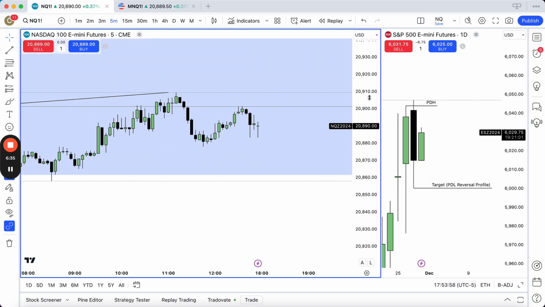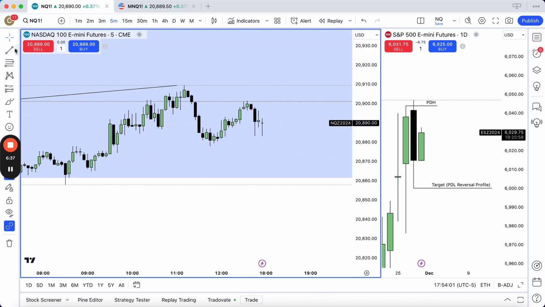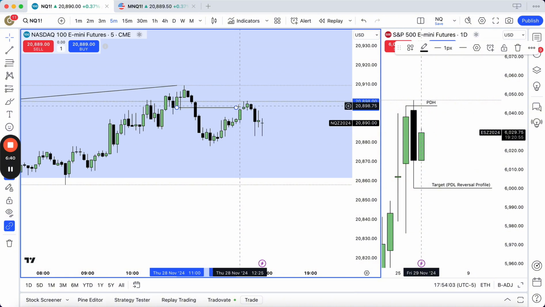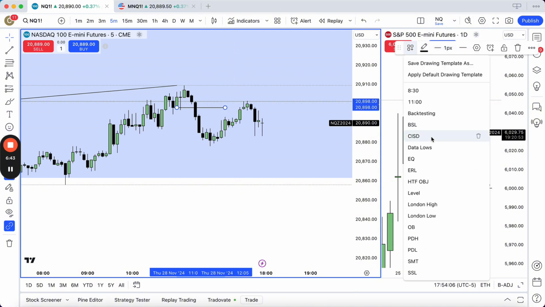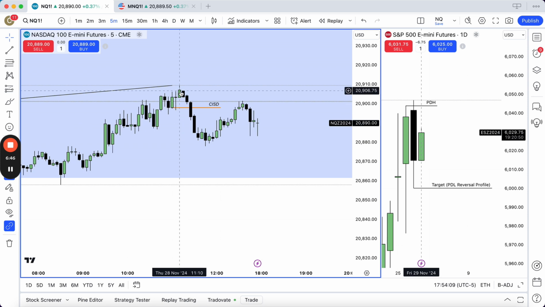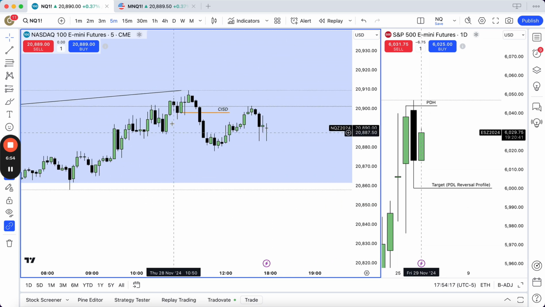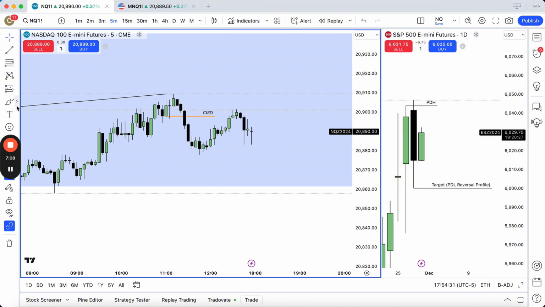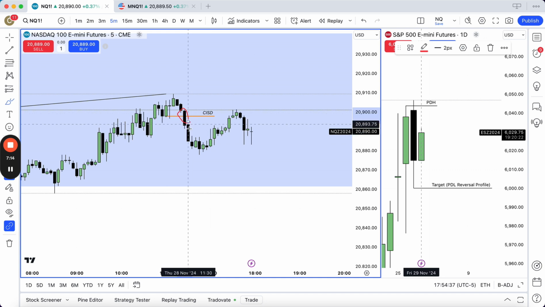We have to get a confirmed change in state of delivery, which we do right here. If you read any of my tweets on change in state of delivery, you know that in order for a bearish change in state of delivery to get validated, we need a candle closure below the series of up-close candles that swept the highs. As you can see, this series of up-close candles on the lower time frame, on the 5 minutes, since it's correlated with the 1 hour, was the leg of up-close candles that swept the high, meaning that once we get a closure below this level, that is a confirmed change in state of delivery.